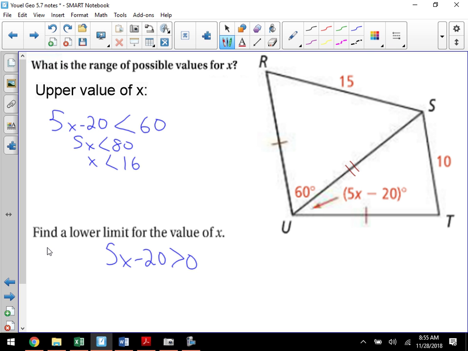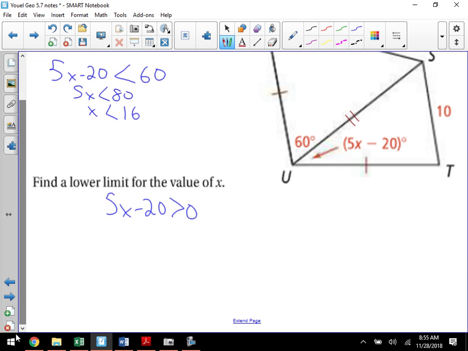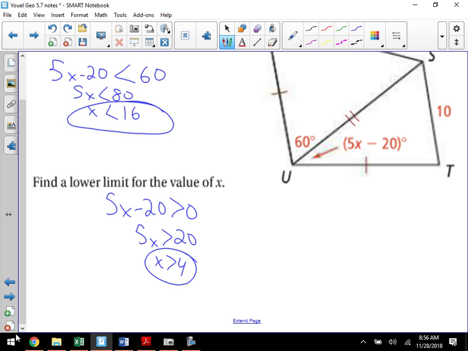So what we do is we solve that inequality. Add 20. Divide by 5. So your range of values, x has to be bigger than 4, but smaller than 16. X is bigger than 4, but smaller than 16. See how that same way we write it out like we did with the possible side lengths? We do the same thing. But now we're talking about possible range of values for an angle.